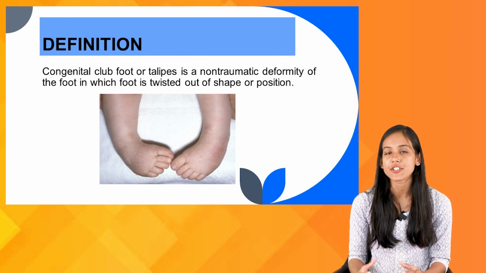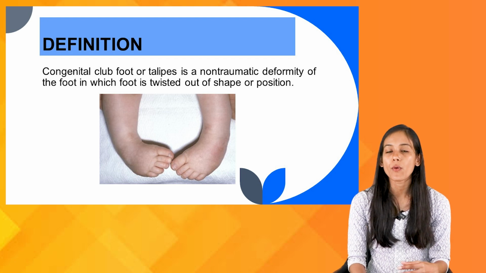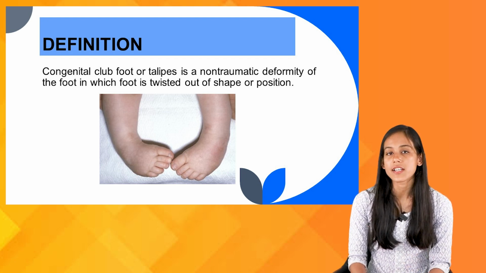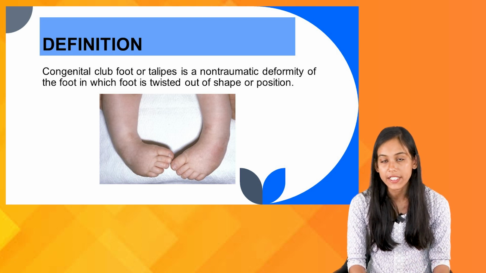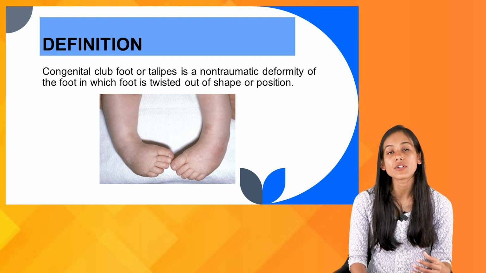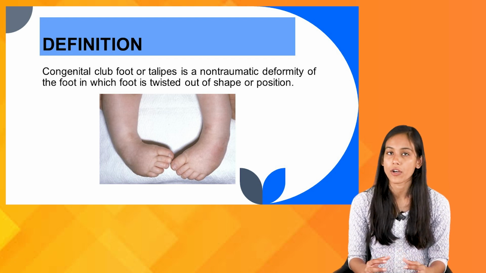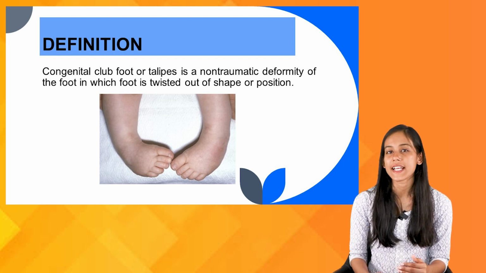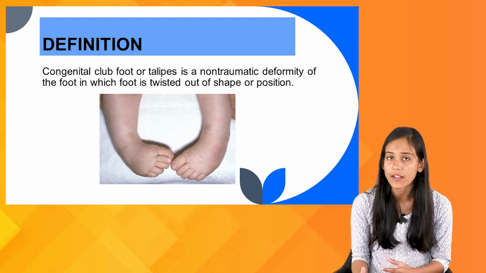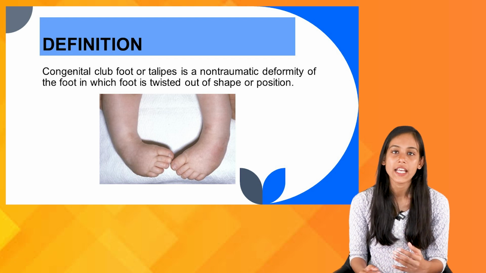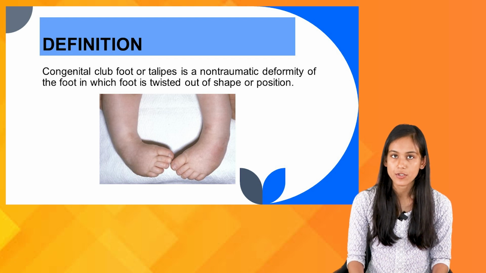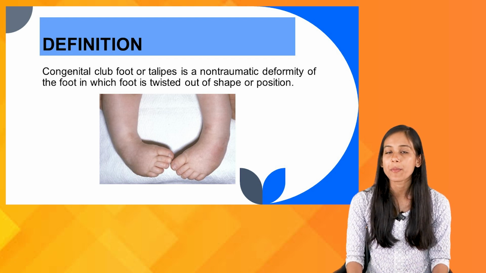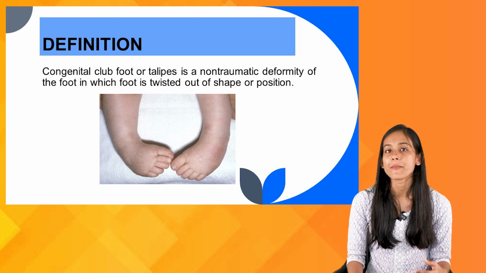Now let us move to the definition of congenital clubfoot. Congenital clubfoot or talipes equinovarus is a non-traumatic deformity of the foot in which the foot is twisted out of shape or position. So basically what they are saying is that it is a non-traumatic deformity. That means it does not occur due to any sort of trauma or injury. And in this, the foot will be twisted out of shape or position. So the position of the foot will be affected and the shape will also be affected.